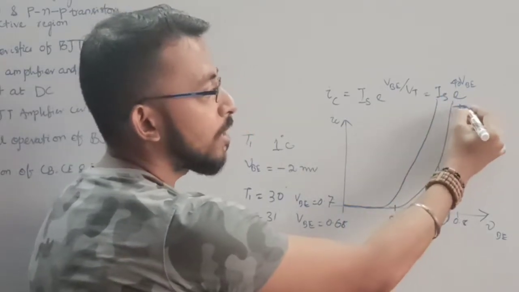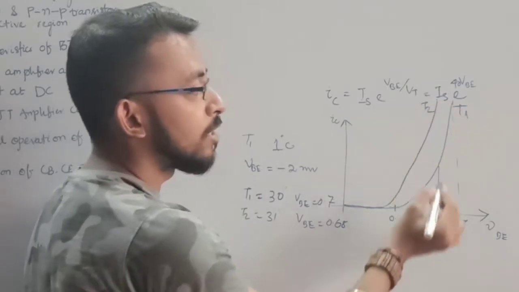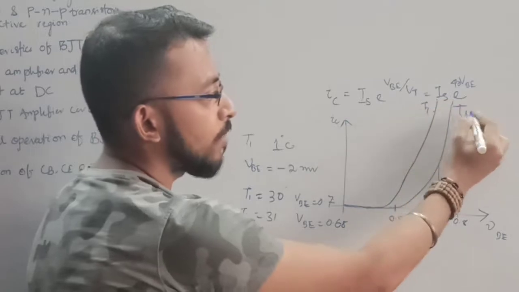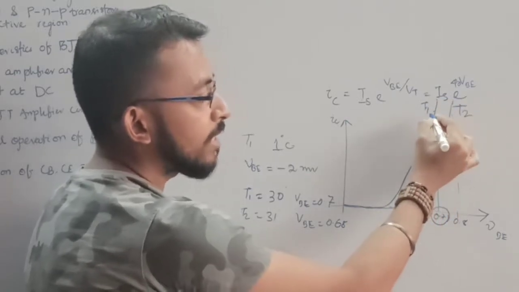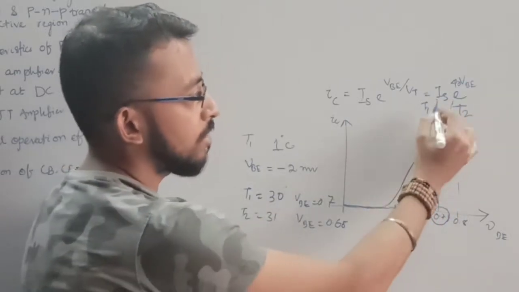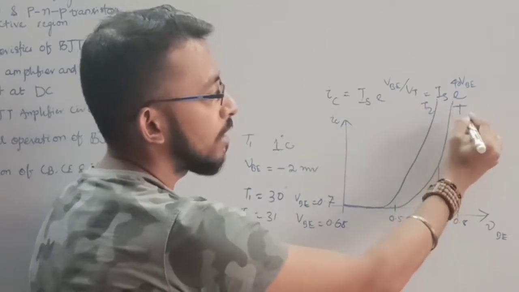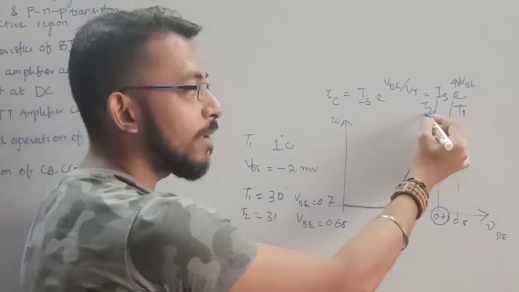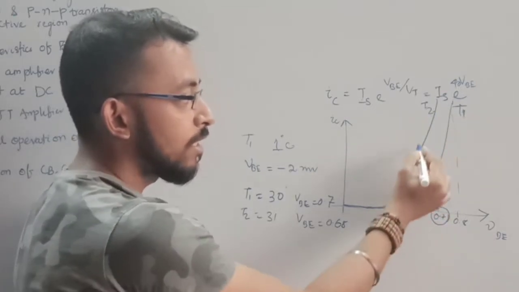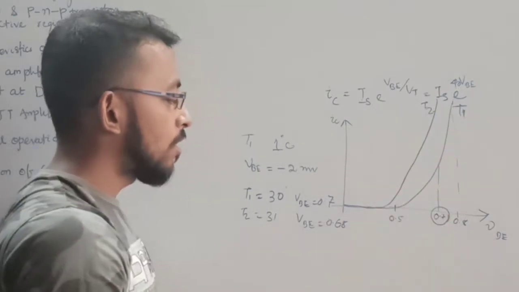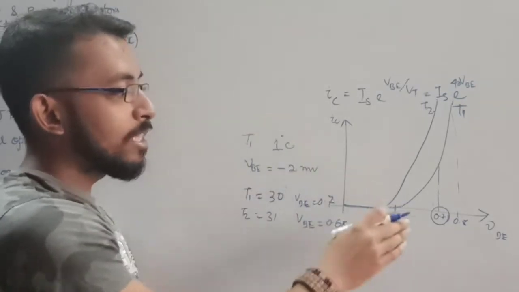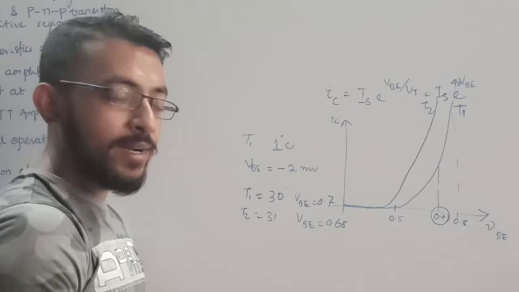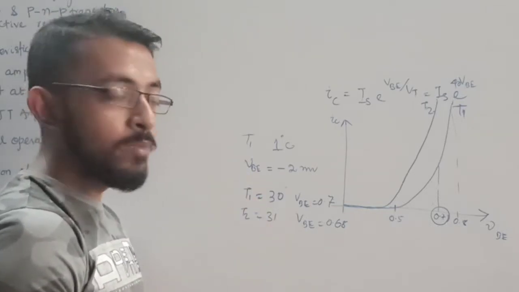this. This is for T1, this is for T2. My T1 is 30 degrees, T2 is 31 degrees. But as I increase my temperature, my voltage decreased than the previous one. So you remember in the IC versus VB characteristic, as I increase my temperature by 1 degree, my VB value will decrease by 2 millivolt.